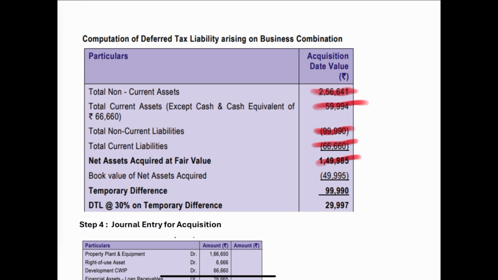To calculate deferred tax liability, we have to see what the book value is. So basically, we assume book value is equal to tax value. So that comes to 49,995 as per the balance sheet. Okay, so the difference between these two is the temporary difference. On this, we will have to apply the tax rate, which is given at 30%. So 30% of the temporary difference comes to 29,997. So this is the deferred tax liability we have to create.